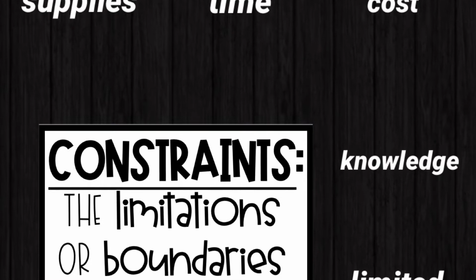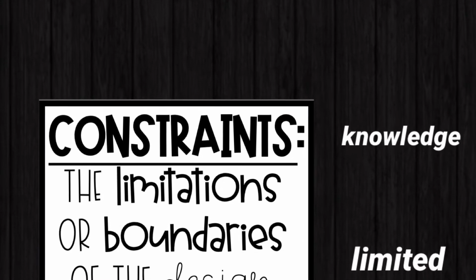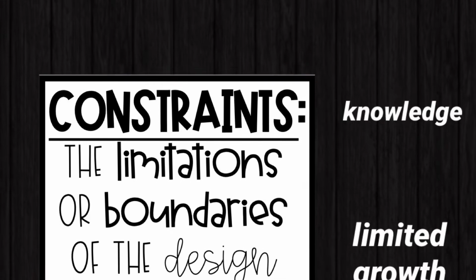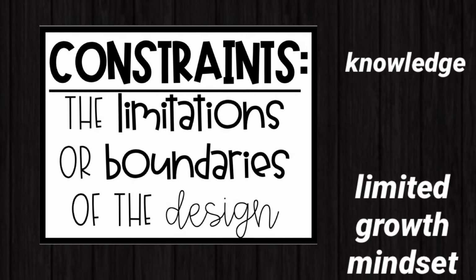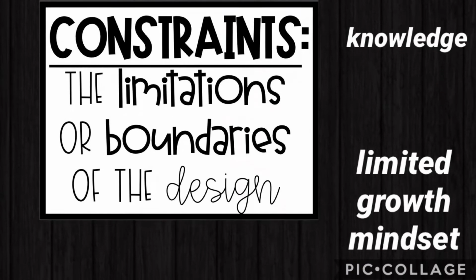It means something that's stopping you from getting your work done. It could be materials, cost, time, knowledge, or even your growth mindset. Constraints are things that get in your way. They stop you from getting the job done. As an engineer, you never want a constraint to stop you. You might be limited by your materials or the cost of something or how much time you have or your knowledge. And the worst thing is it could be limiting your growth mindset.